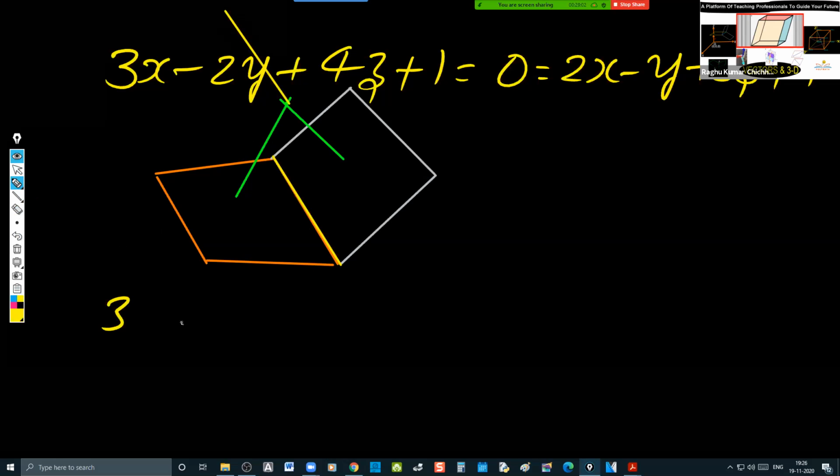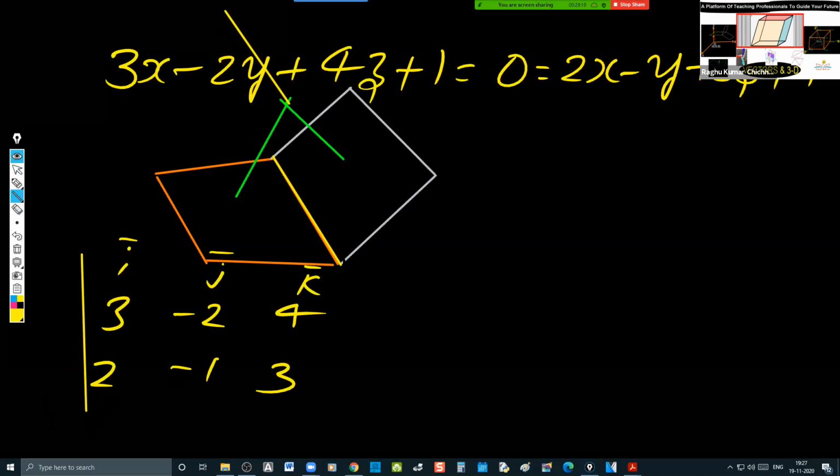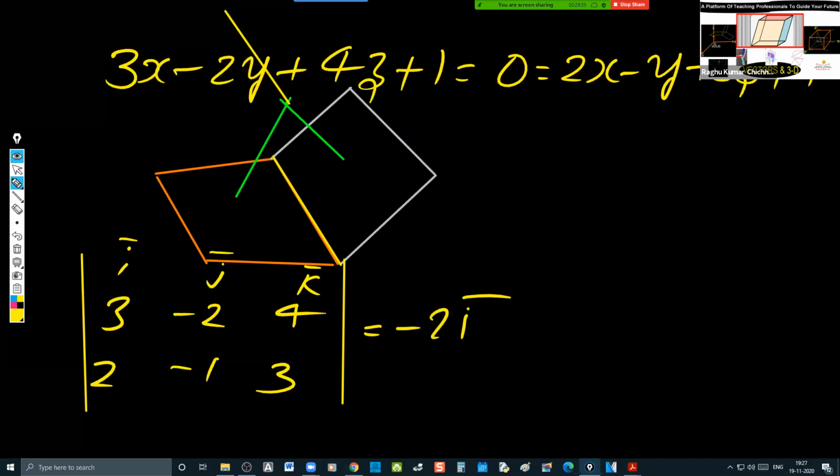3 minus 2, 4, 2 minus 1, 3. And of course, you will write i j k here for the cross product. Just I'm reminding you that in the objectives, we don't write all of that. We just take the DRs only. So here in this case, the line vector is minus 6 plus 4, minus 2i, and it is 8 minus 9, minus j, and it is minus 3 plus 4, plus k.